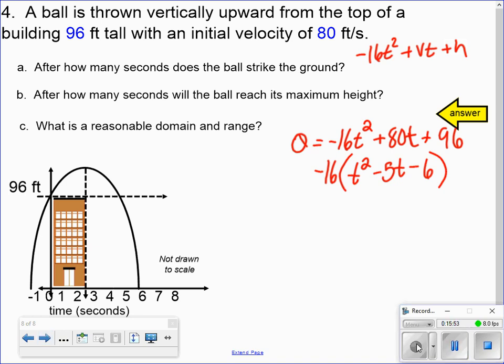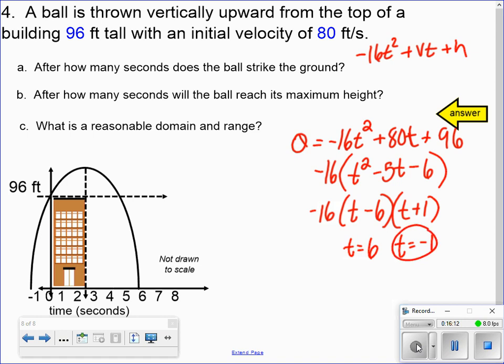When I go to factor this, if I use product-sum, I would figure out that my two factors are t minus 6 and t plus 1. I set each one of them equal to 0. I get t is equal to positive 6 in this one, t is equal to negative 1 in this one. Since I can't have negative time, the time it took to strike the ground is 6 seconds. Again, you want to factor out a negative 16 so that the first term becomes positive.